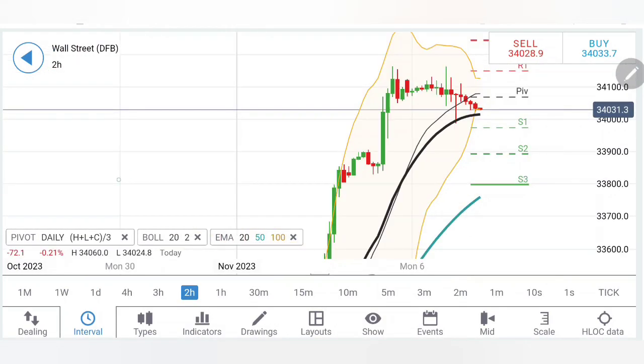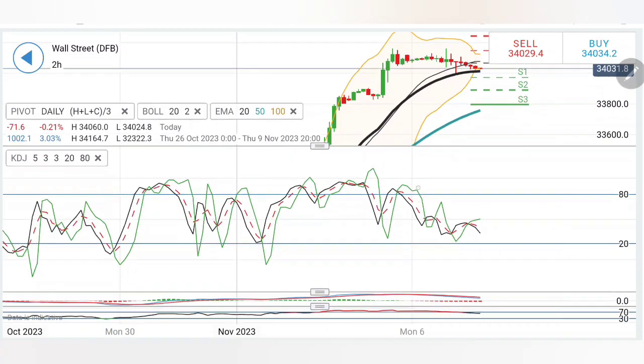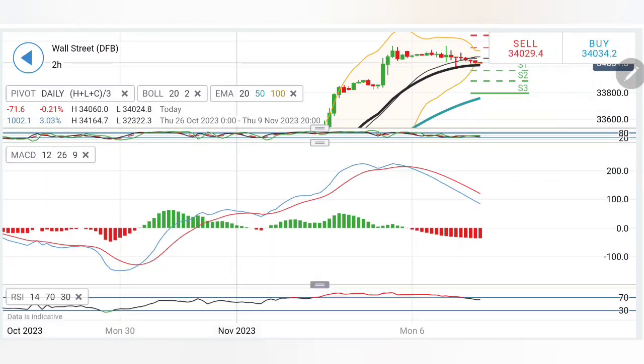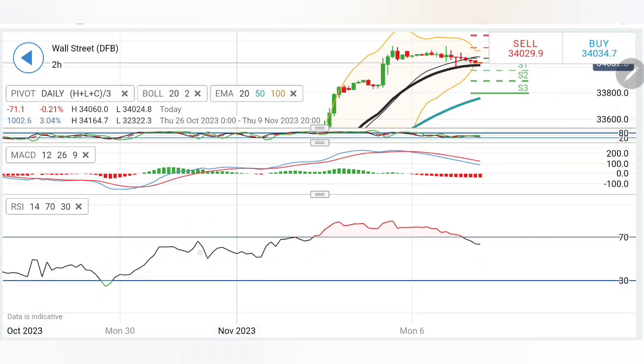Coming to the 2-hour charts. The divergence of the price from the moving average calls for it to converge. 34,000 levels is a greater support here. The stochastic looking down, MACD divergent and bearish, looking downwards here. RSI was overbought, trying to cool down a bit.